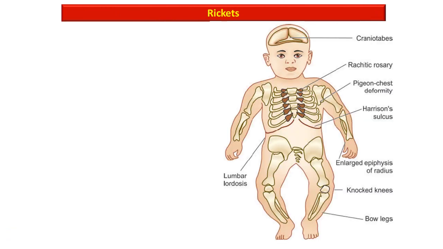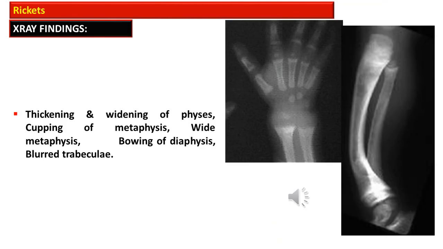This picture is showing the bowing of the legs due to formation of poorly mineralized bone. And here are all the clinical features. Here in this illustration, thickening and widening of the physis, that is the growth plate, cupping of the metaphysis, wide metaphysis, bowing of the diaphysis, and blurring of the trabeculae are characteristics of rickets.